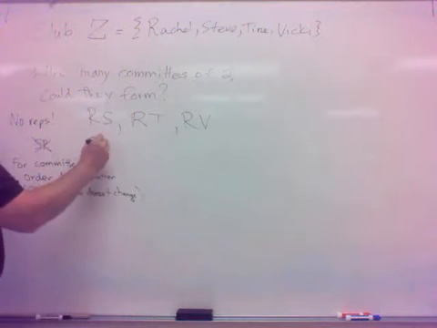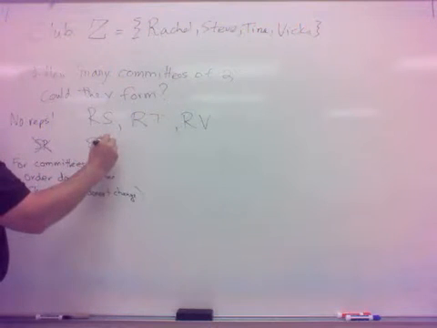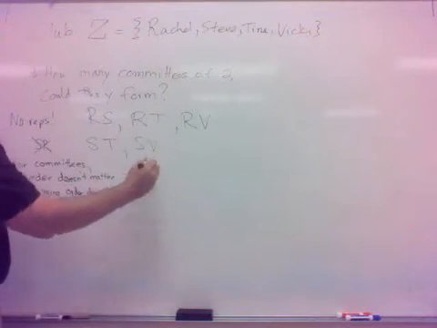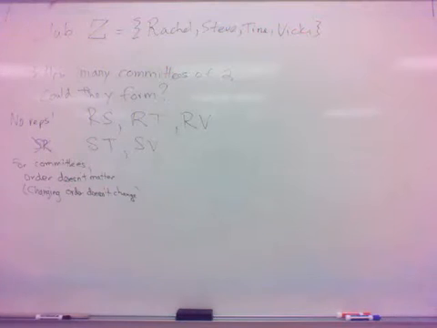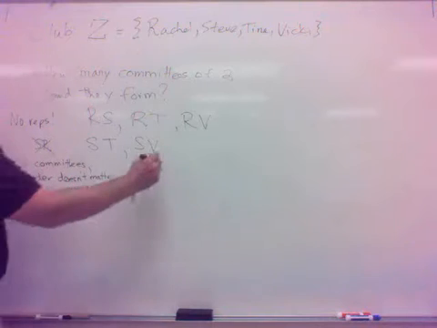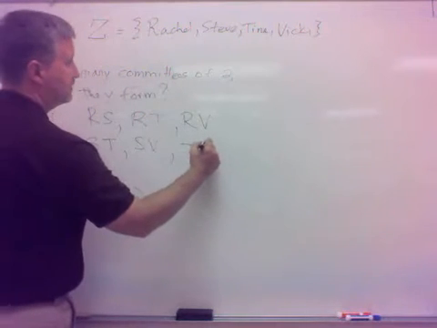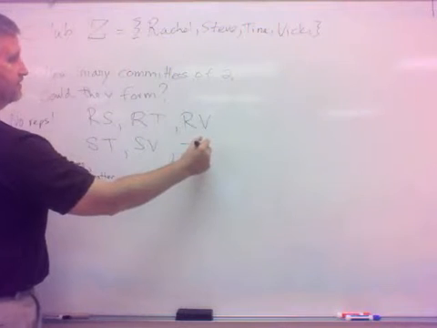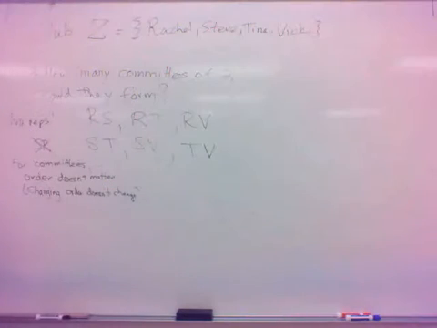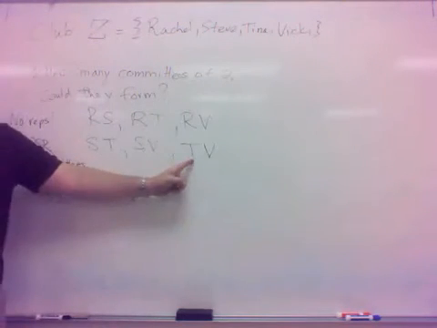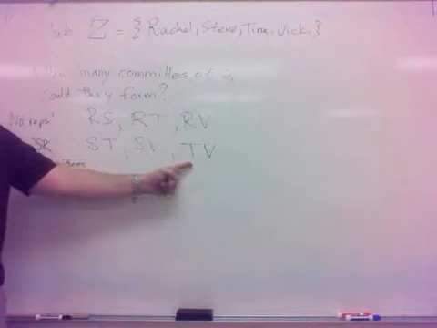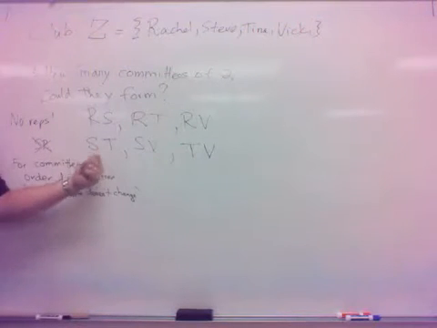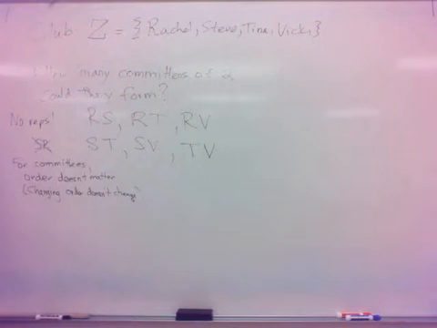So what would be next here? Steve with Tina, Steve with Vicki. Be about it for Steve, wouldn't it? Because anything else I've already got listed. So let's go to Tina. So what else could I have with Tina here? Who else could I have? Vicki only, wouldn't it? Because I've already got Tina Rachel. I've already got it, and I've already got Tina Steve right here because the order doesn't matter, right? So there's only 6 of these.